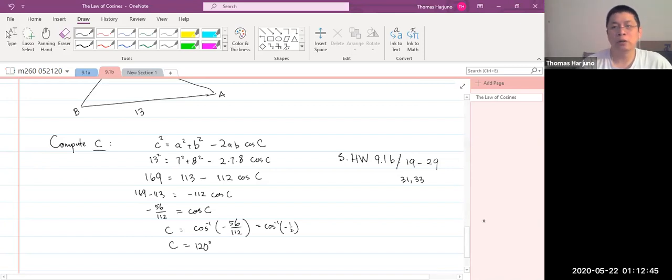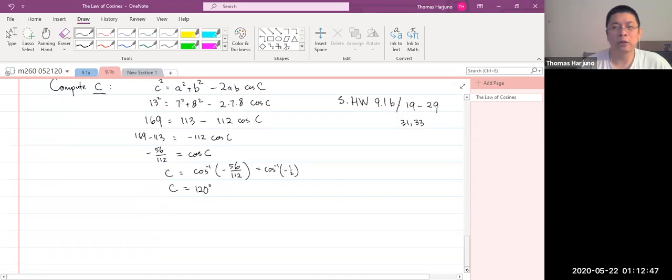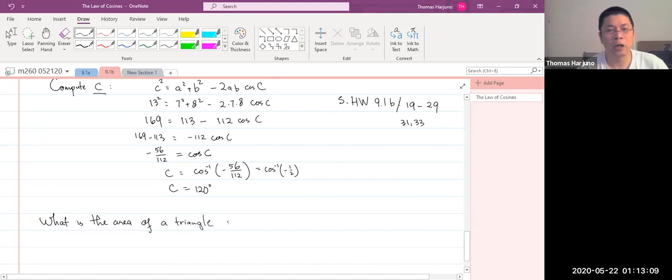Now, let me go on right below this. A special, very special case, which is actually not really special. What is the area of a triangle with 3 sides known?